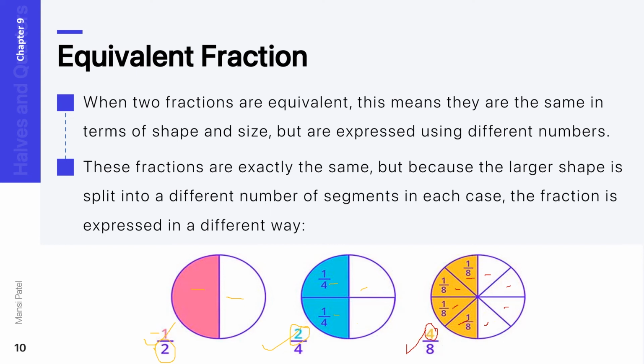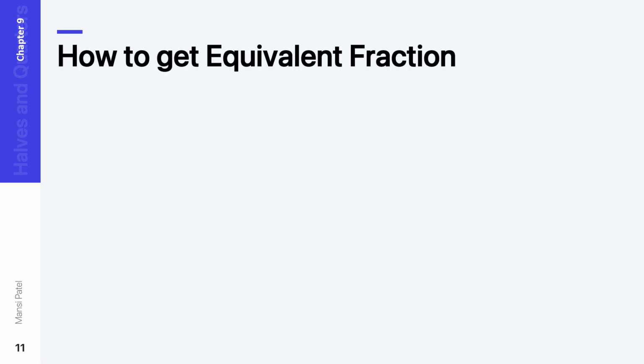So 1 upon 2, 2 upon 4 and 4 upon 8, these all are equivalent fractions. Here you see that the numbers are different, but the space which they occupy is the same in all these figures. That's why it is known as an equivalent fraction. Now how do we know with the help of numbers whether they are equivalent or not? How do we find the equivalent fraction? Let us study. How to get the equivalent fraction?